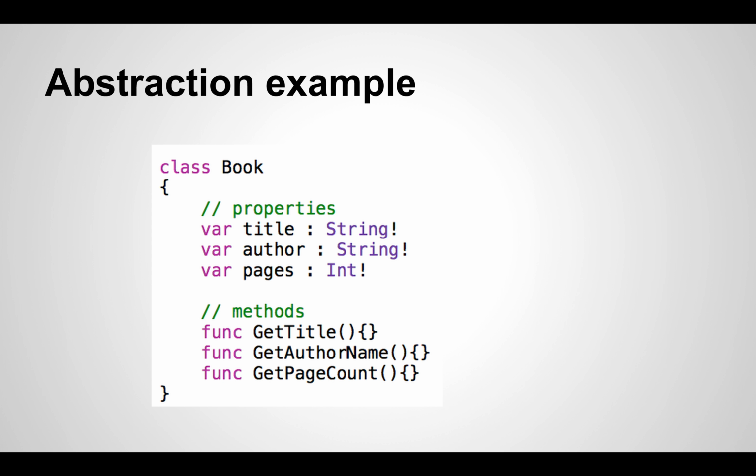And here is a concrete example. You have a class named book, and some of the properties that belong to the book are title, the author name, or the pages, okay? And some of the methods you can use on that are get title, get author name, and get page count.